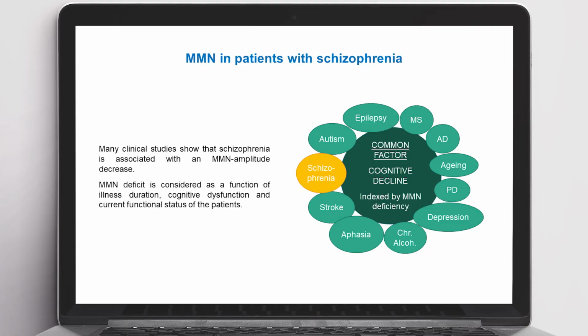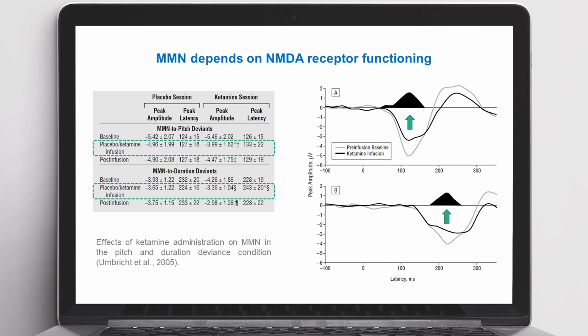The most promising clinical application of mismatch negativity is in schizophrenia research. First, mismatch negativity depends on the activity of NMDA receptors. Pharmacological blockade of these receptors has been shown to significantly reduce mismatch negativity in both monkeys and humans. These findings are important because NMDA receptor dysfunction is thought to be a cause of schizophrenia pathogenesis.